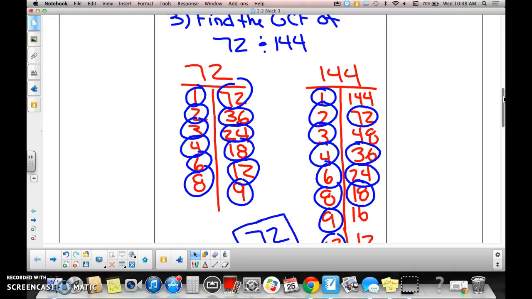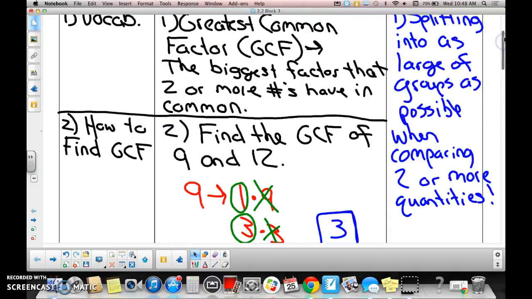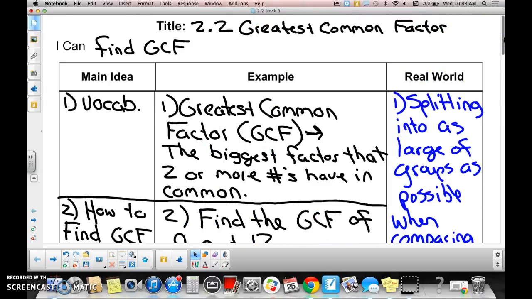When would you ever do this in life? Tanya? Splitting into large groups. Splitting into large, so if you have 2 different sets of people or 2 different sets of things and you want to find what they have in common or how to split the groups so that they're equal, that would be one way of doing it.